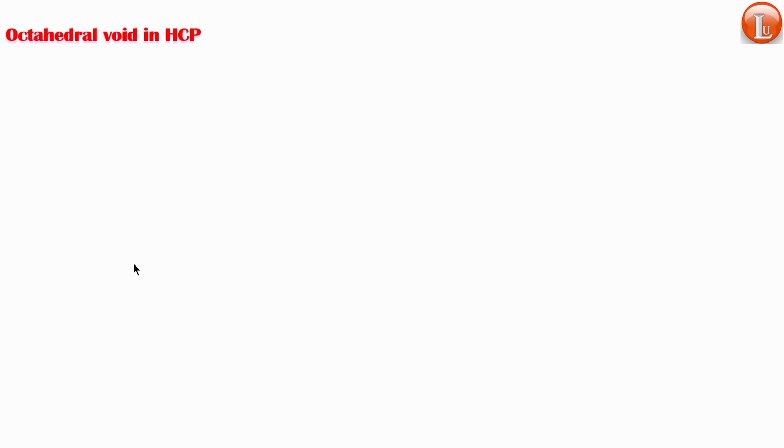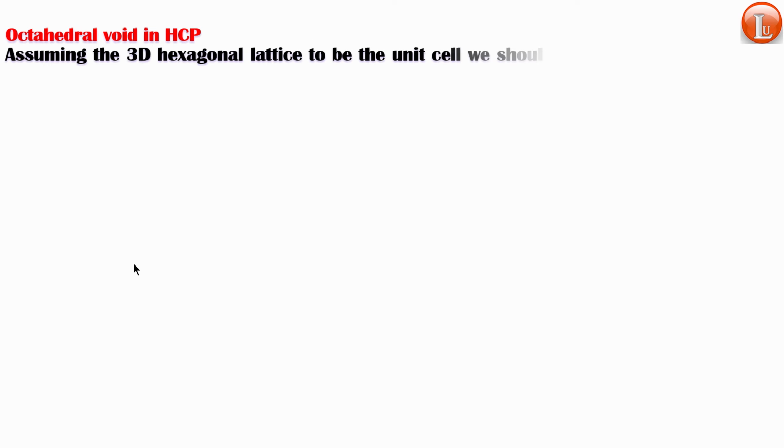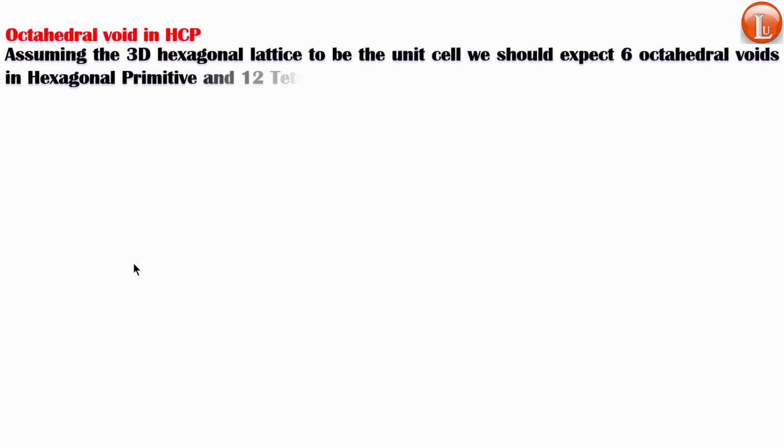Because all extensive properties for the smaller one would either be 3 times or 1/3, depending upon whether it is going to increase or decrease. And all intensive properties will be same. Now since rank and therefore voids are extensive properties, whatever is the value for the bigger unit cell, for the smaller one it will be 1/3 of that. So assuming the 3D hexagonal lattice to be the unit cell, we should expect 6 octahedral voids in the hexagonal primitive and 12 tetrahedral voids. For the actual unit cell, it would be 2 and 4 respectively, and I'm talking about the smaller one. So let's have a look at that.